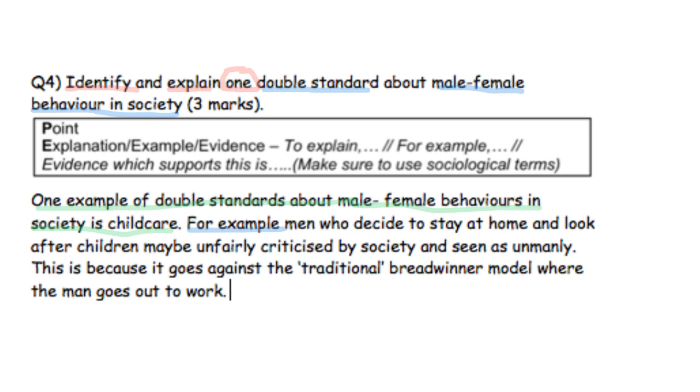For example, men who decide to stay at home and look after children may be unfairly criticised by society and seen as unmanly. This is because it goes against the traditional breadwinner model where the man goes out to work. Okay, so I hope this helps explain this answer a little bit to you. There are lots of variations. Those that did get the answer, there are lots of different variations of this.